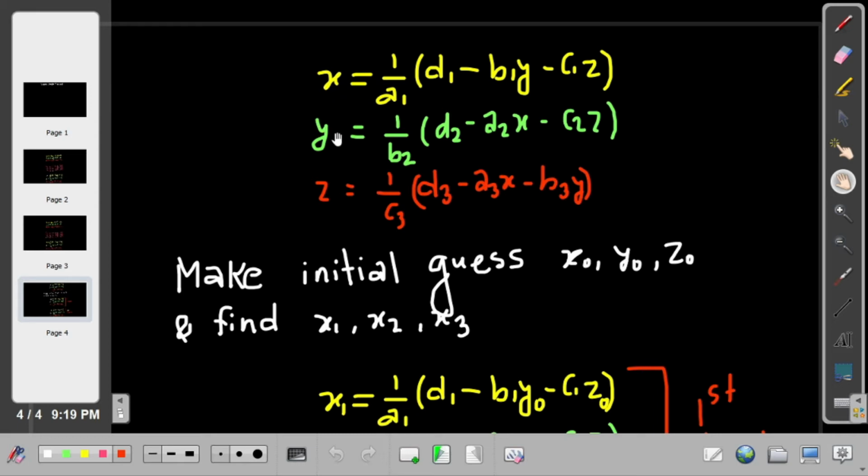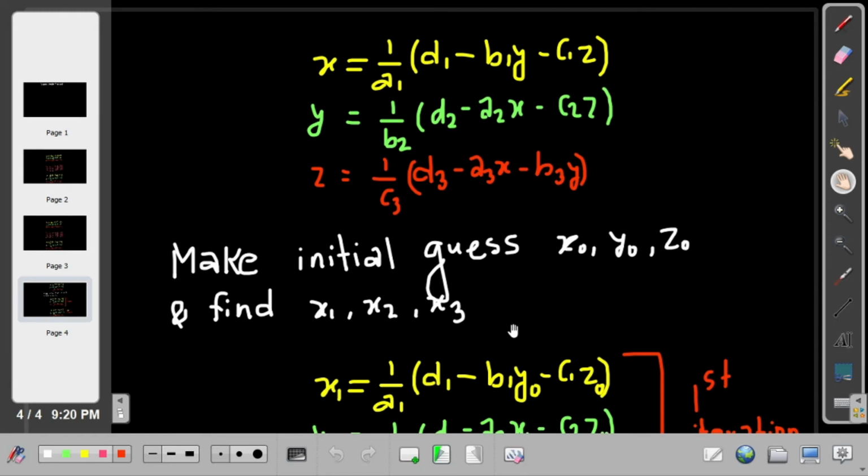Now, in the second equation, while finding y1, instead of using x0, you can use x1, that is already found from the first expression, because that is more appropriate value of x. So you can use this value of x1 obtained from the first expression to find first approximated value of y1. And finally, you can calculate the first approximated value of z, that is z1, by using x1 and y1. So what I told you here is clearly given in this expression.